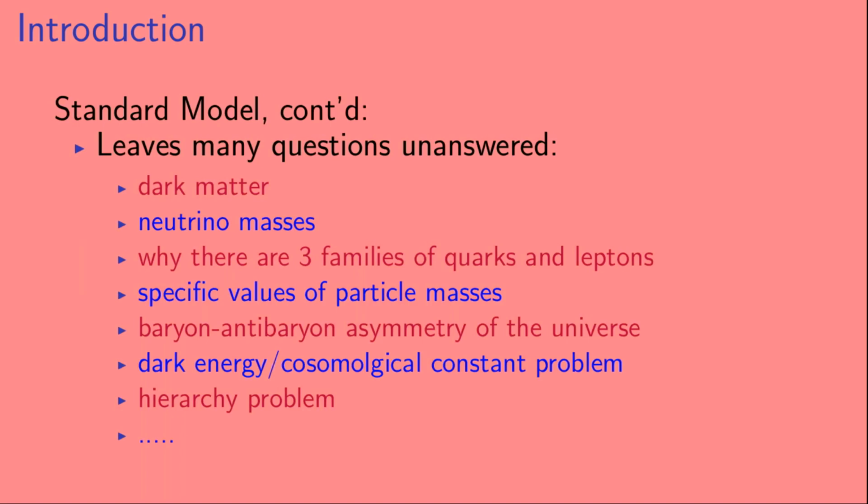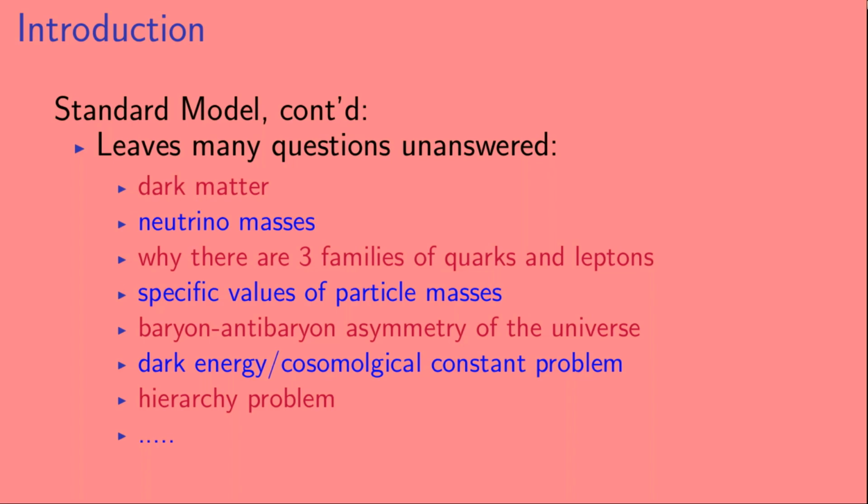However, the standard model leaves a lot of questions unanswered. For example, it doesn't tell us what dark matter is. It also doesn't give us the origin of neutrino masses. And in the standard model, there are 3 families of quarks and leptons, but we don't know why. Also, although the standard model gives us a mechanism for generating particle masses, it doesn't tell us why those masses have the values that they have.